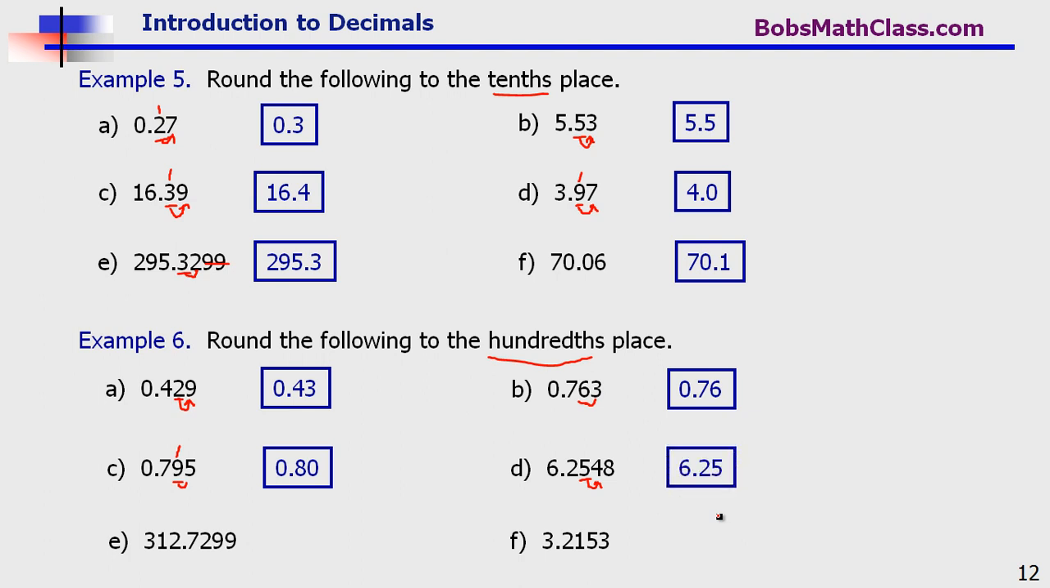Last two at the bottom. Here the hundreds place is a 2. Look to the right, it's a 9. So what are we going to do with that 2? Add 1. 312.73.